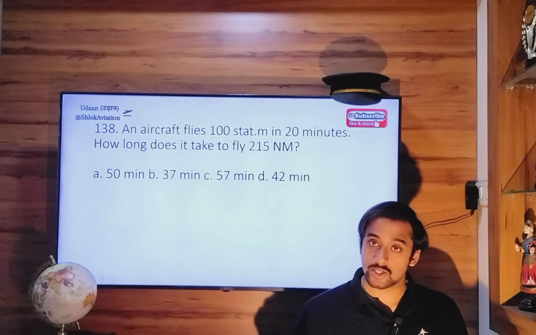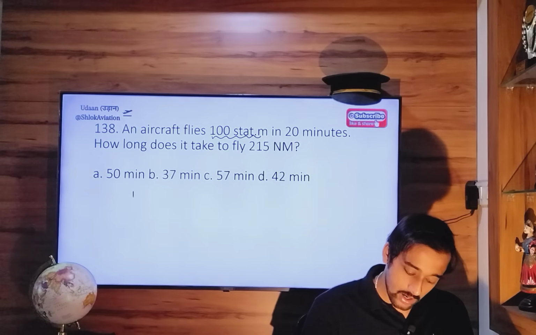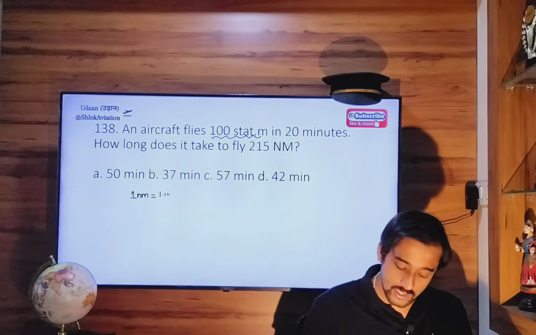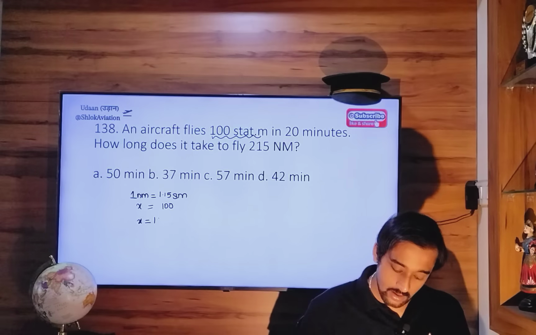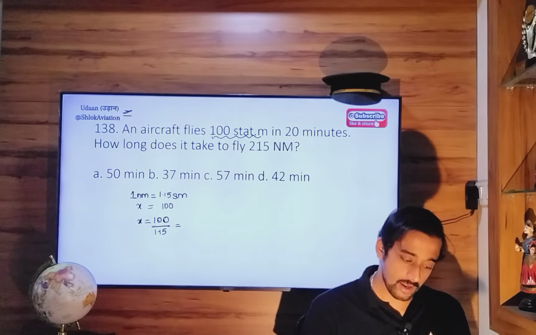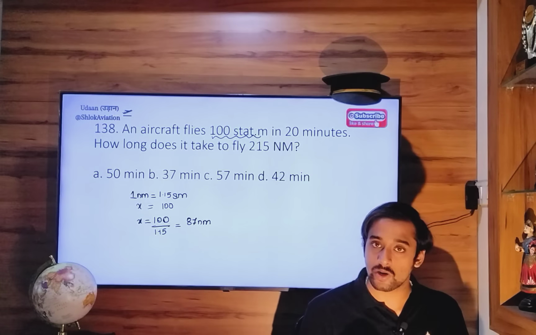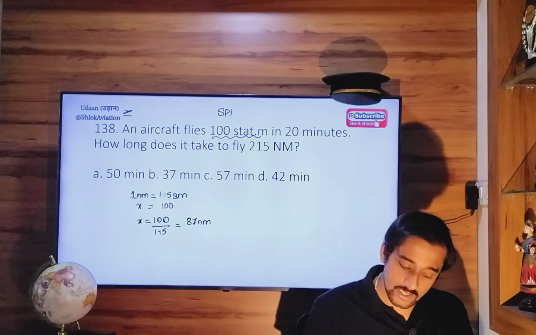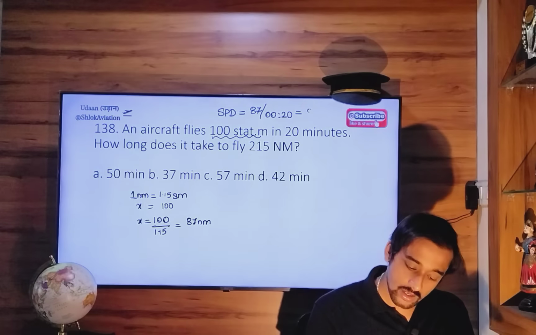Aircraft flies 100 statute miles in 20 minutes. Now 100 statute miles is equal to how many nautical miles? 1 nautical mile is 1.15 statute miles. So 100 statute miles will be equal to 100 divided by 1.15, which is 87 nautical miles. So the aircraft travels 87 nautical miles in 20 minutes. In that case, speed will be 87 divided by 0 hours 20 minutes, which is 261 knots.